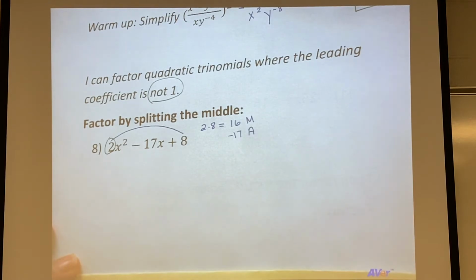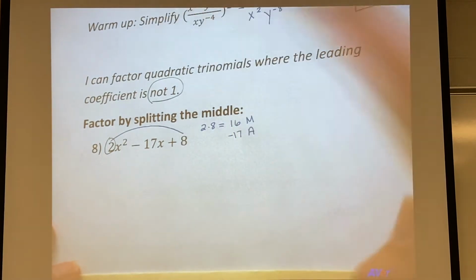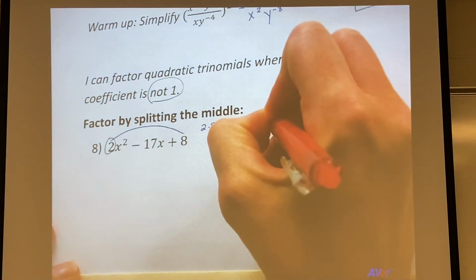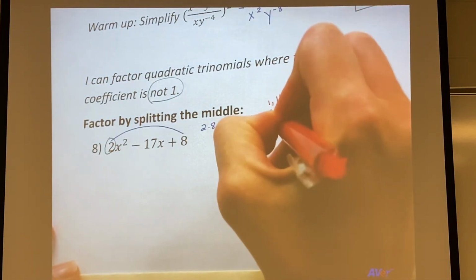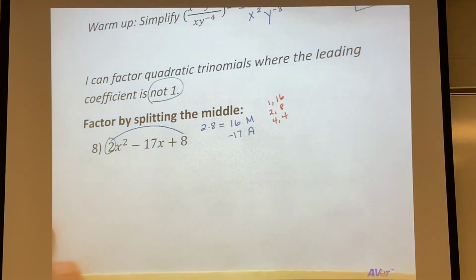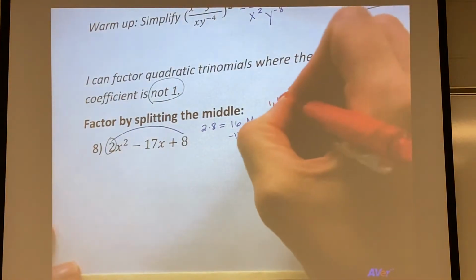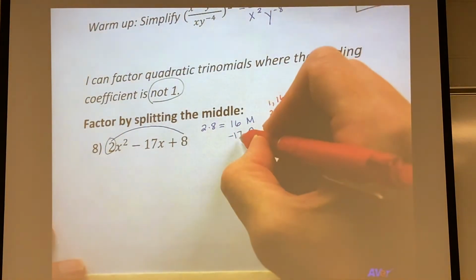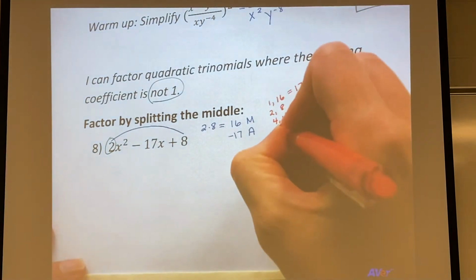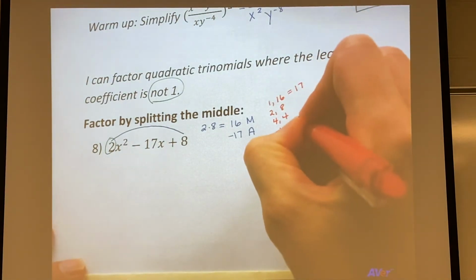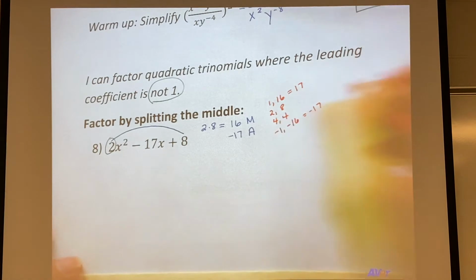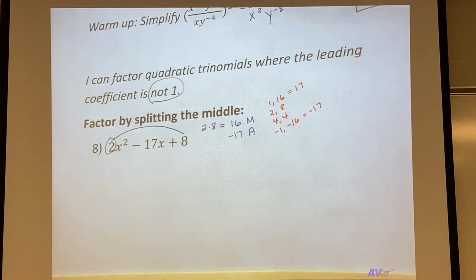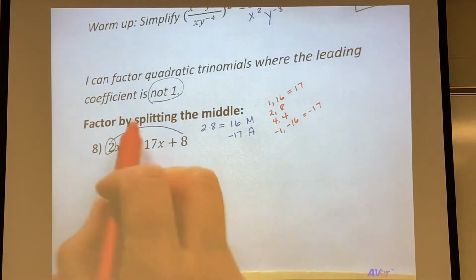All right, so what multiplies to get 16? Well, we have 1 and 16, 2 and 8, 4 and 4. If we add those together, 1 and 16 equal a positive 17, but we want a negative 17. So that tells me I need the opposite. So negative 1, negative 16 would give me a negative 17. Now, we can't just take those and plop them into the parentheses like we did before. Now we have to actually split the middle.